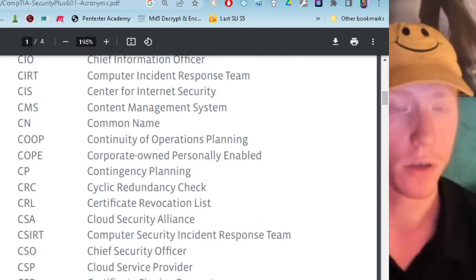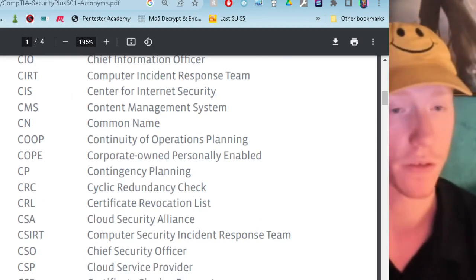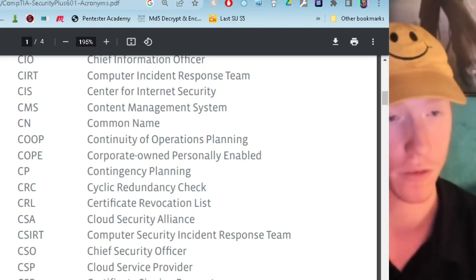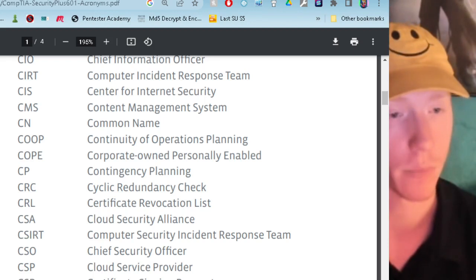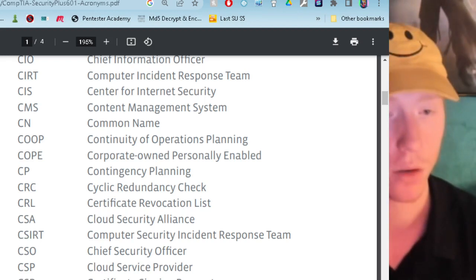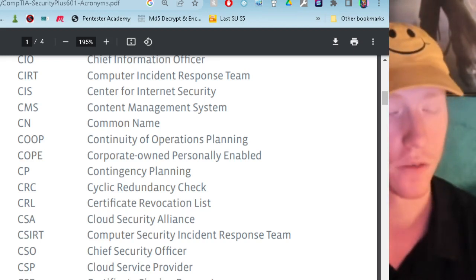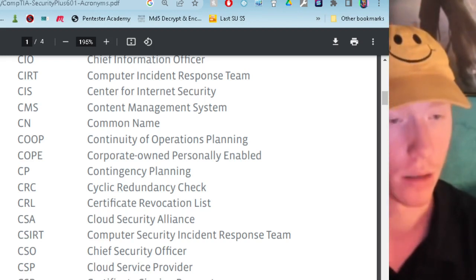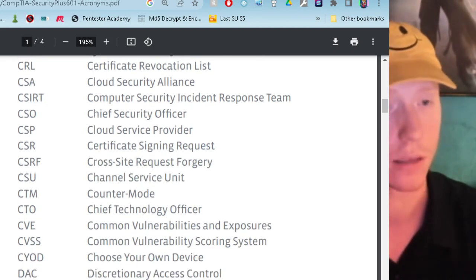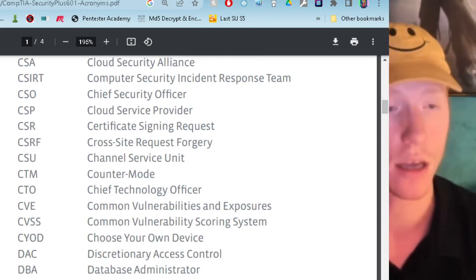CIRT, Computer Incident Response Team. CIS, Center for Internet Security. CMS, Content Management System. CN, Common Name. COOP, Continuity of Operations Planning. COPE, Corporate Owned Personally Enabled. CP, Contingency Planning. CRC, Cyclic Redundancy Check. CRL, Certificate Revocation List. CSA, Cloud Security Alliance.